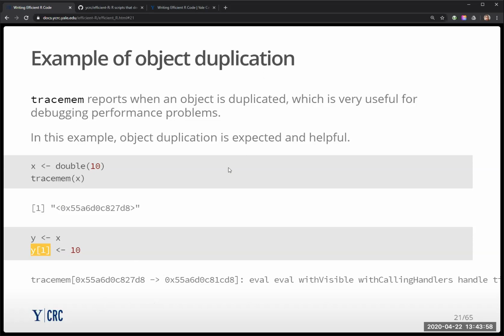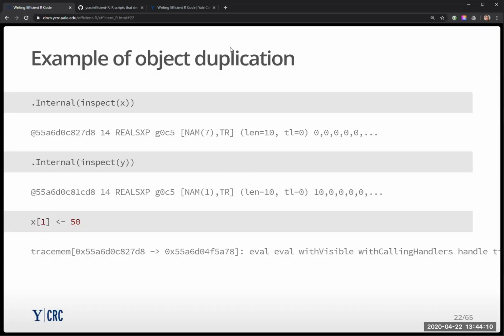The way that R keeps track of whether it needs to duplicate an object or not when its values are modified is with what it calls the name bit. Again, this is not something I normally do when I'm writing R, but this is sort of a curiosity, a way of better understanding how R decides to make copies of things or not. With the .internal inspect functions, you can look at some low-level things about an object.